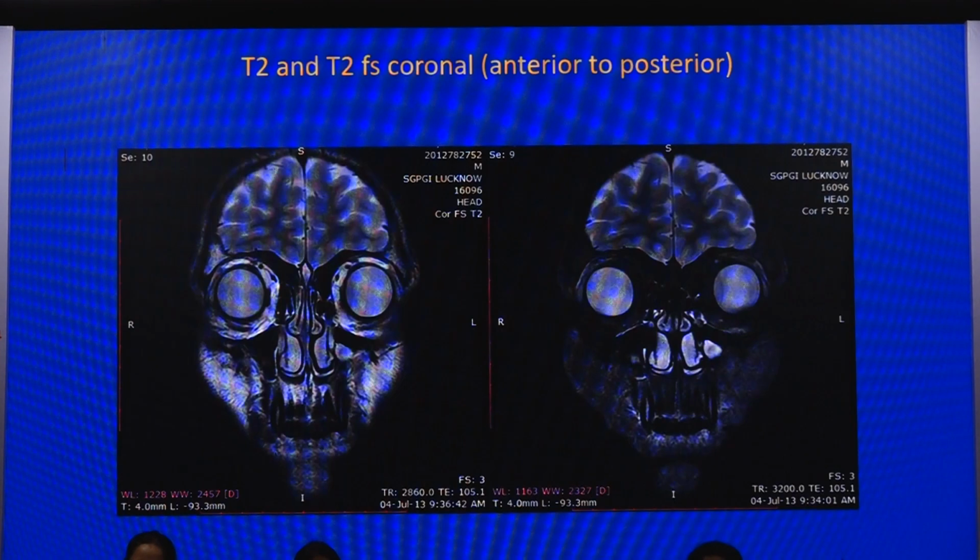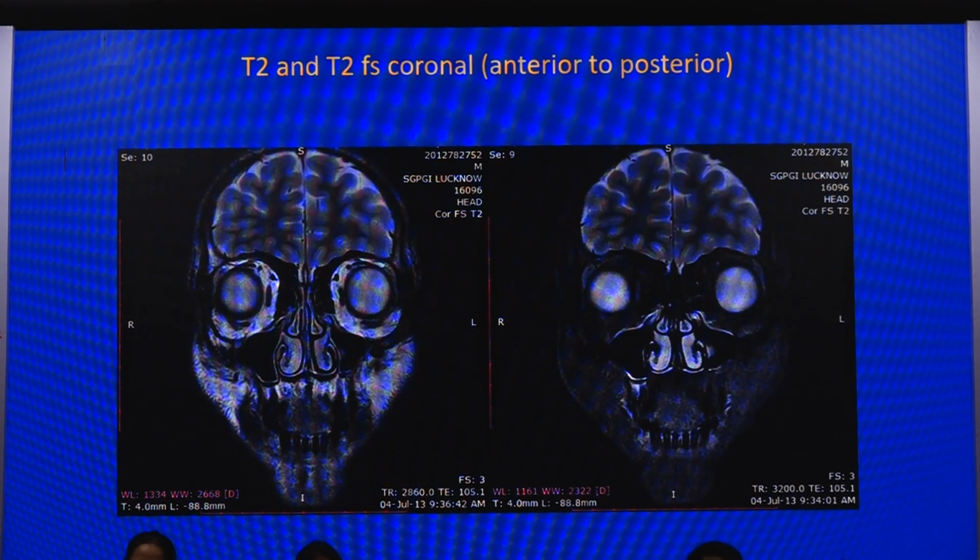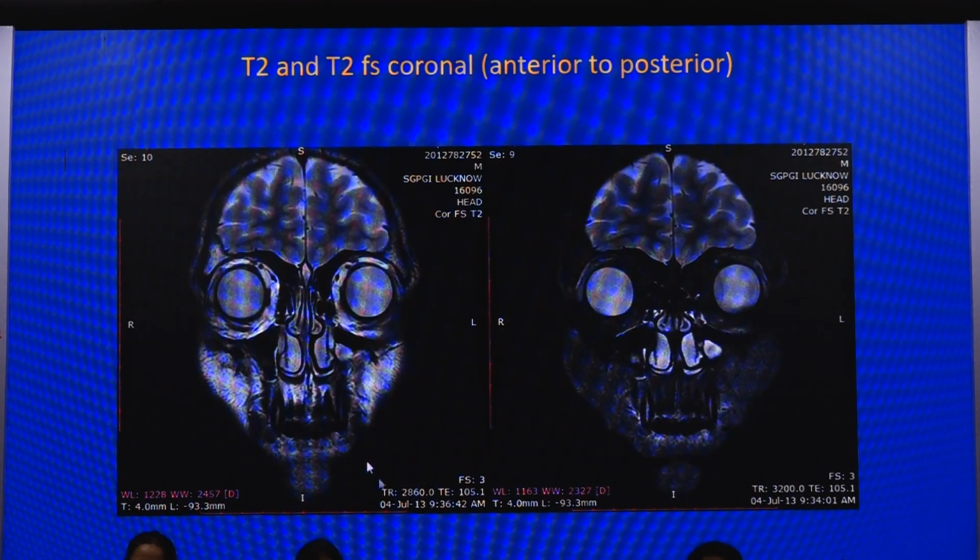So fat sat, this is sagittal. Now one more thing, you can see these two images. This is T2, and this is also T2, but what is happening? The fat is bright, but over here this brightness has gone, so this is fat sat. So T2 fat sat. To better delineate the lesion, T1 fat sat and T2 fat sat.